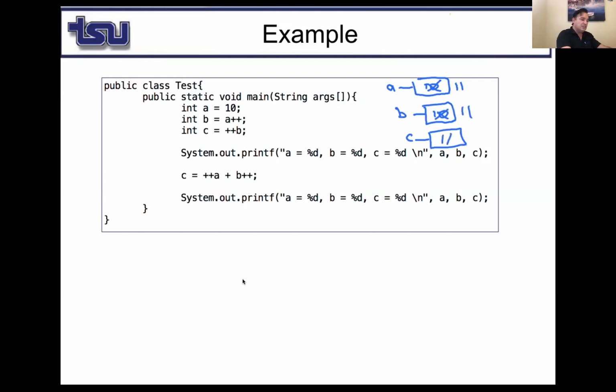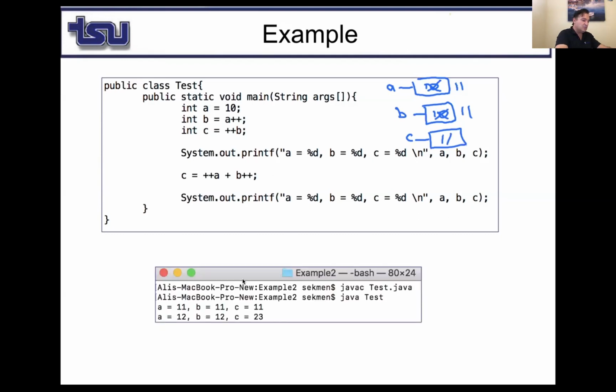So here, first I'm going to see 11, 11, 11. Remember, I use the printf method. In the printf method, I have a string right there, and then person assigned D, person assigned D, person assigned D. The first person assigned D, I need to look for an integer after the comma, which is A, 11. Second one, B, 11. Third one, C is 11.